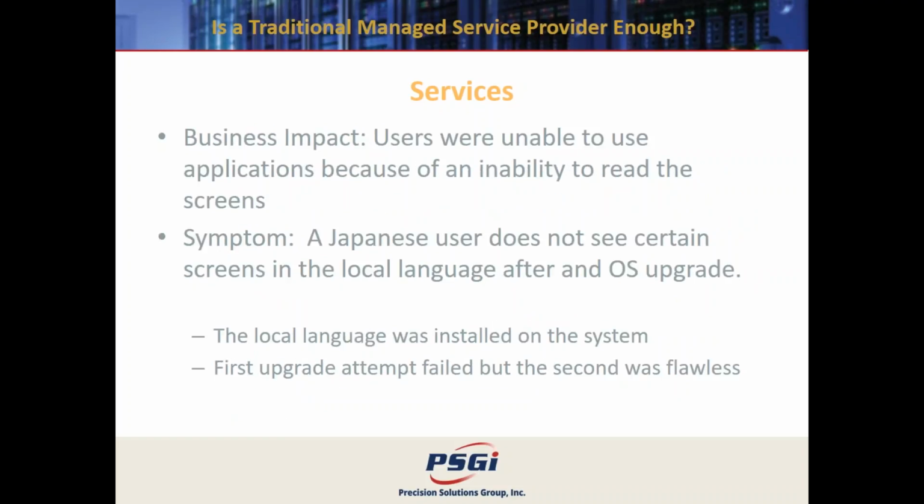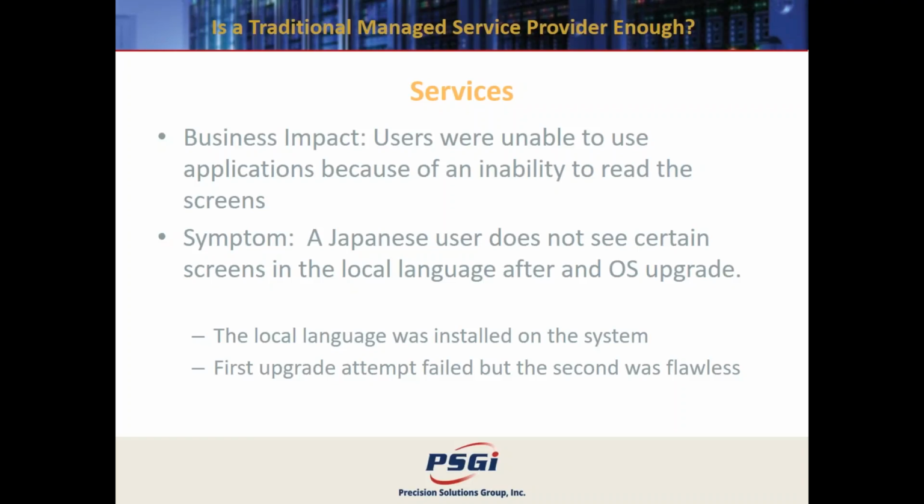Well, the first one actually occurred when we were acting on the application support side, and another organization was providing the MSP services for this particular customer. We were working with a Japanese division of an adhesive company, and the users arrived for work Monday morning, but their screens were not in their native language, Japanese. The MSP had upgraded the operating system over the weekend. Even though they thought they had installed the local languages, the upgrade had failed the first time around. So what did they do? They made a second attempt at the upgrade, and that appeared to work perfectly fine.